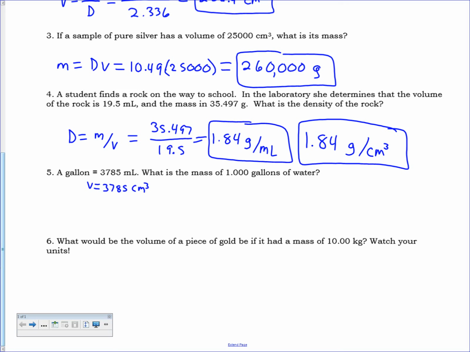And so if we're trying to find the mass, mass equals density times volume, which equals, if you look up the density for water, it's 1.000, not related to the 1.000 gallons that we have there. It's from the table up above. And the volume here we said is 3785. We multiply those together, we get 3,785 grams.